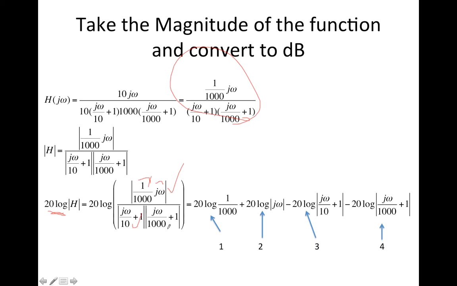And then finally, we have this last term in the denominator, j omega over 1,000 plus 1, that's shown here in term 4. So it's minus 20 times the log of that term. Now, what we want to do in this lecture is go through term by term and look at what each one of these is actually saying.